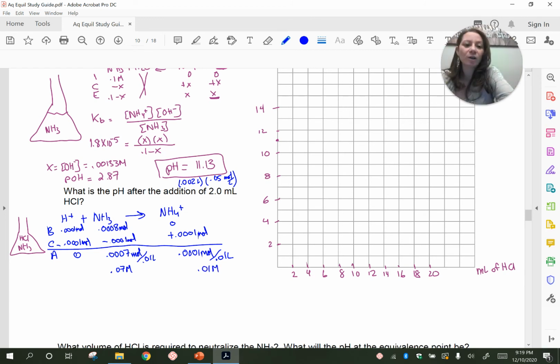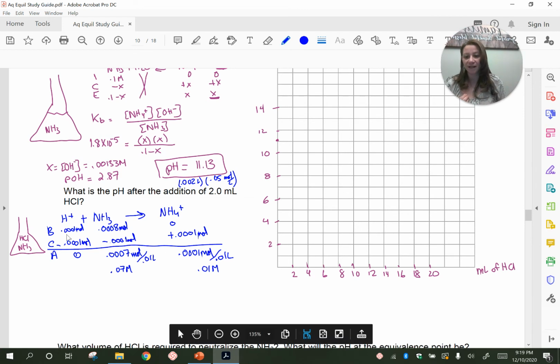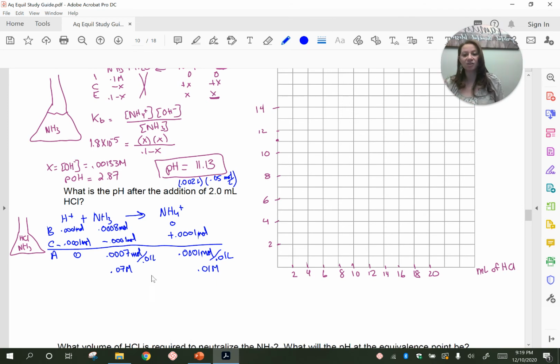So let's look at what we're left with. So after you do your BCA table, figure out what's left. Let's see what kind of substances are left. So we don't have any more of our acid, but we do have some ammonia, which is a weak base. We also have some ammonium ion, which is its conjugate. So we have just formed a buffer. So we have our ammonia weak base with its conjugate. And so since this is a buffer, we can find the pH by doing 2 different things.